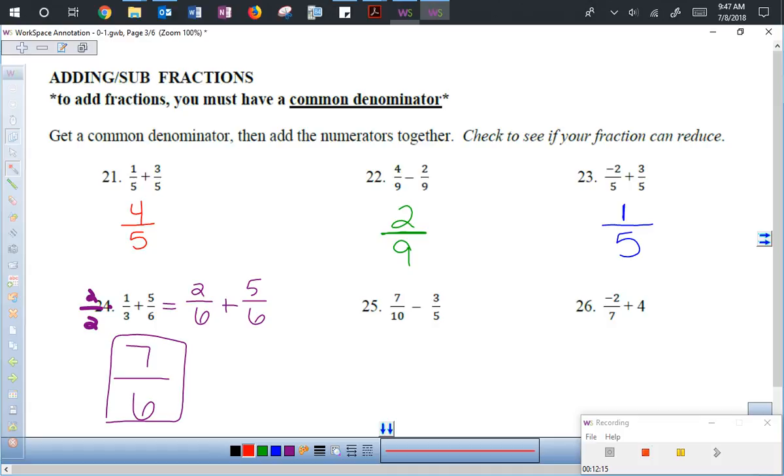Now, just reminding you, please do not turn it into a mixed number. If you turn it into a mixed number, I will count it wrong. We need to leave them as improper fractions.